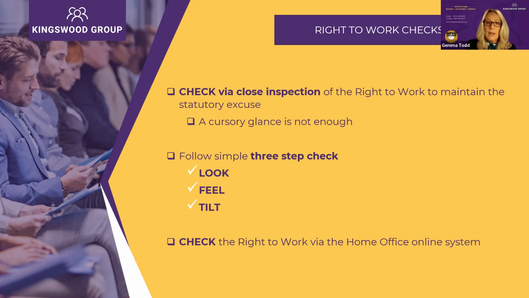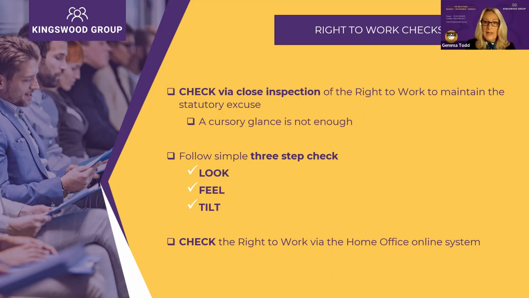To be aware, from the 6th of April 2022, some of the old documents that used to appear on the Right to Work permissible ID document list from the Home Office have been removed. So now biometric residence permits, biometric residence cards and frontier worker permits have all been removed from the Home Office checking list. And you will not be able to maintain a statutory excuse if you don't check those individuals who hold those documents via the online checking service, even if the expiry date on those documents is later than the 6th of April 2022.